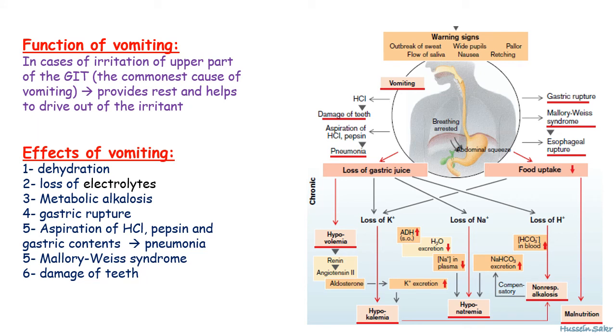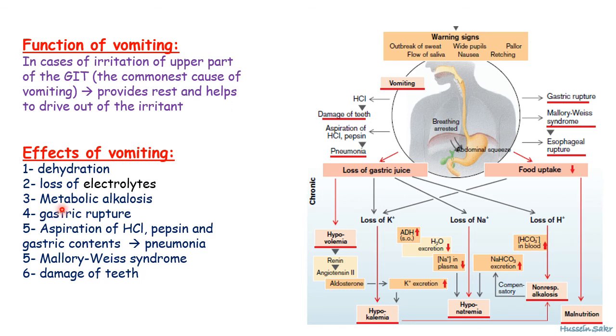Here we are going to look at the function of vomiting and the effects of vomiting. The function of vomiting is to remove the irritant, so it will provide rest and help to the stomach to get rid of the irritant or the toxins or the bacteria that are present in food. So it's considered one of the mechanisms that helps the body to get rid of toxins and whatever irritant is present in the stomach. But what are the effects of vomiting?